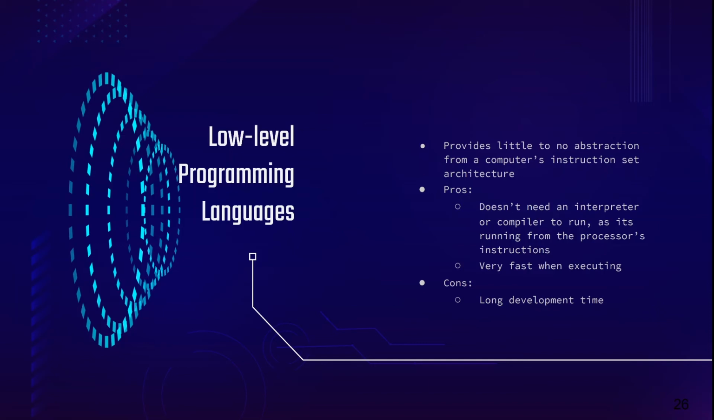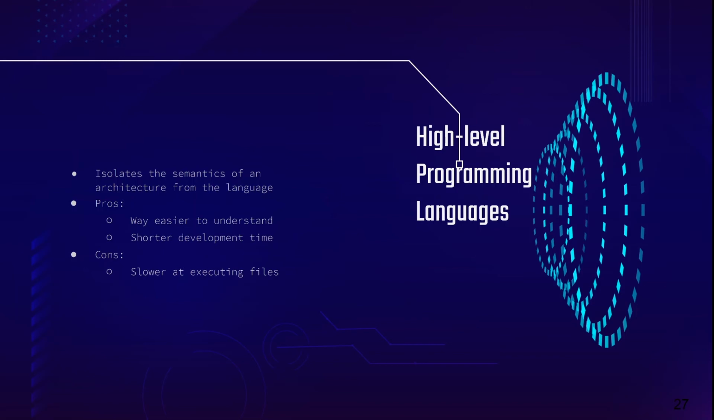And let's continue. High-level languages are going to isolate the semantics, which, if you remember, is more so how you speak of an architecture, from any given language. Pros are that it's way easier to understand, and the development time is much shorter because of that. But the con is it is slower at executing files.